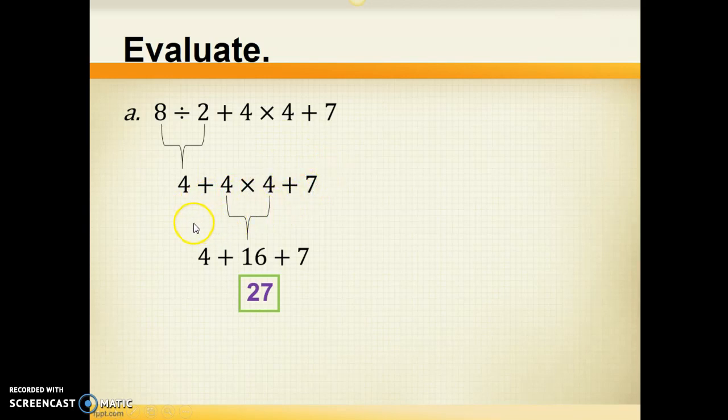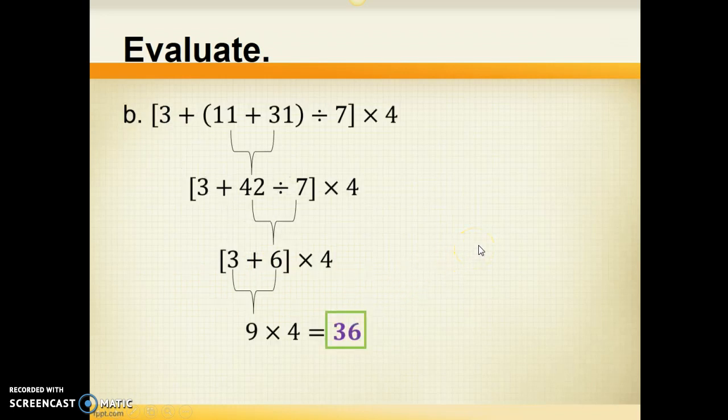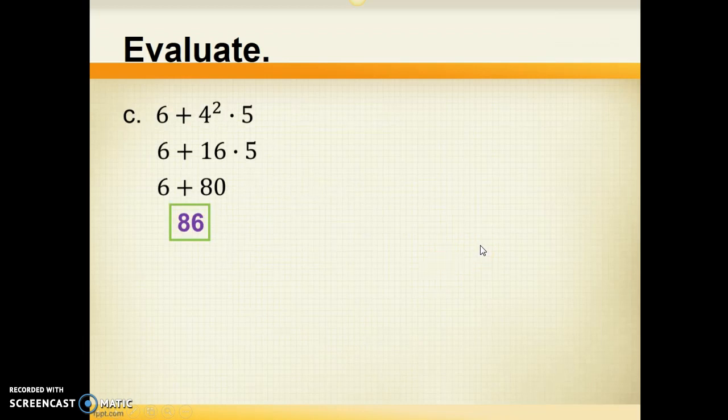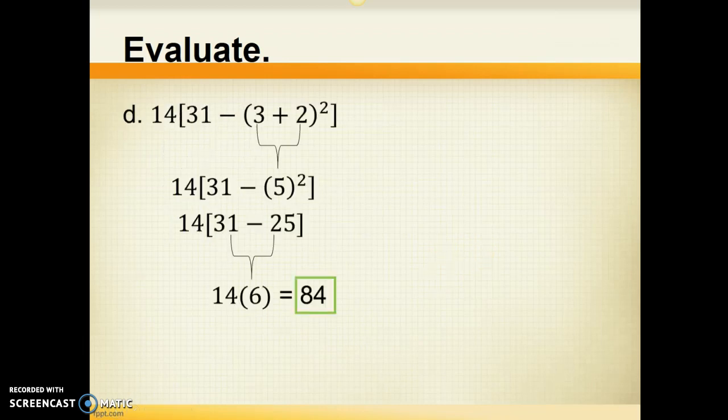Next, according to PEMDAS, we'll do multiplication. So we'll bring down the first 4, multiply 4 times 4, which gives us 16, and bring down the 7. Now we have all addition, so we can just add and we get a total of 27. You can go through examples B, C, and D and let me know if you have any questions.